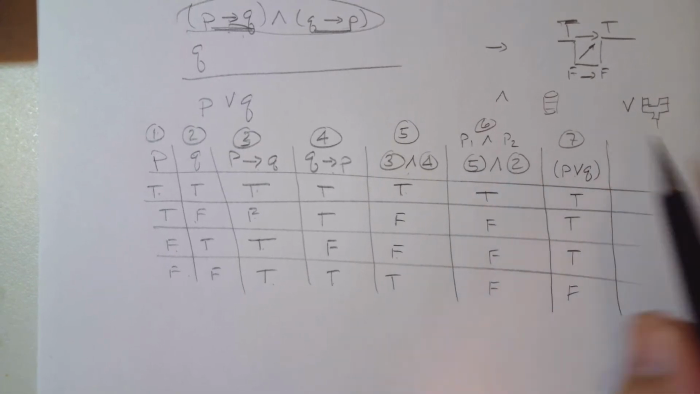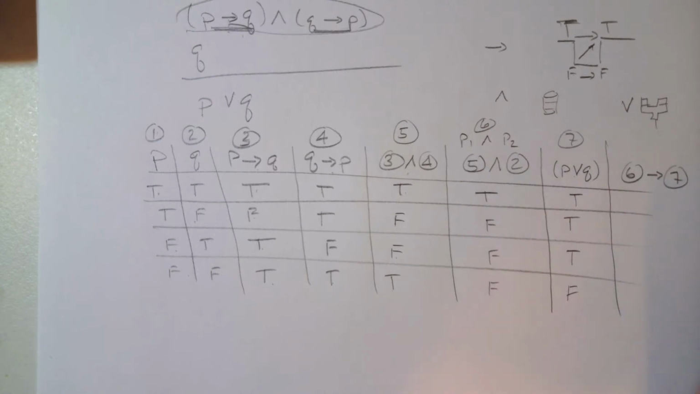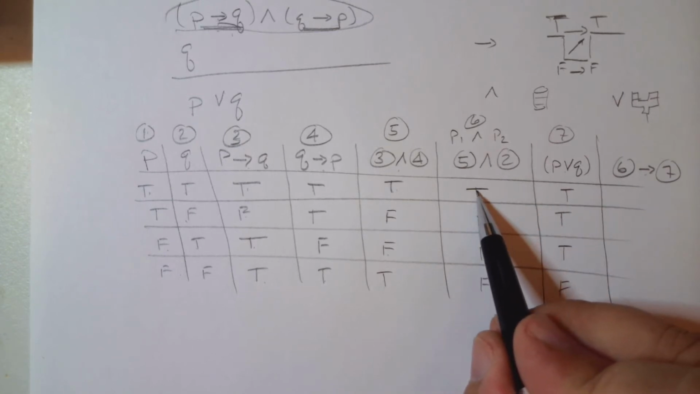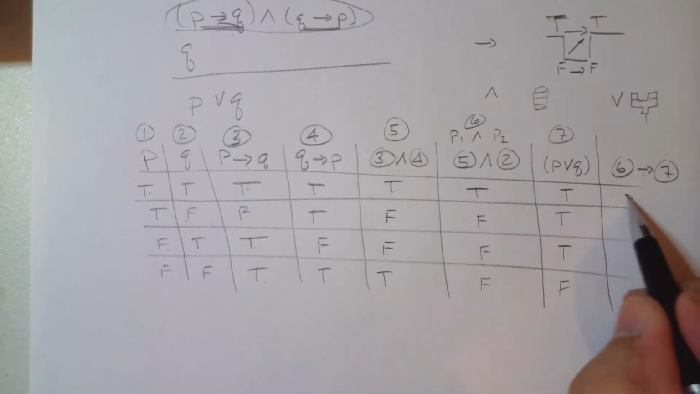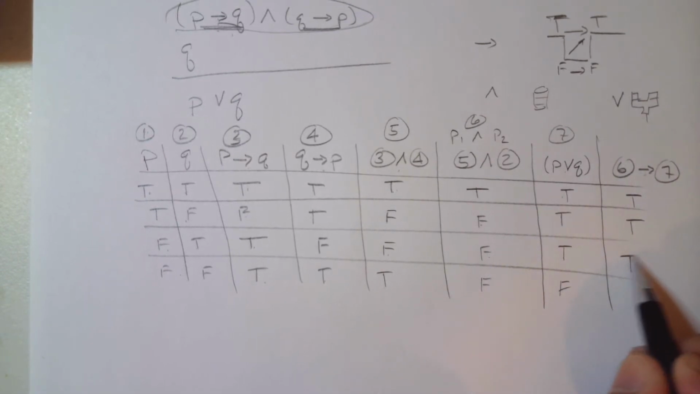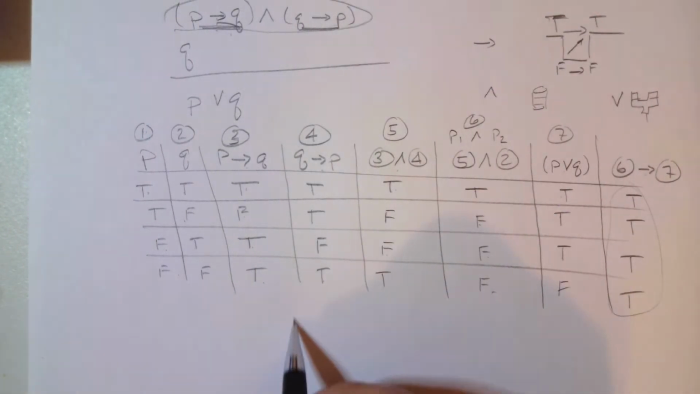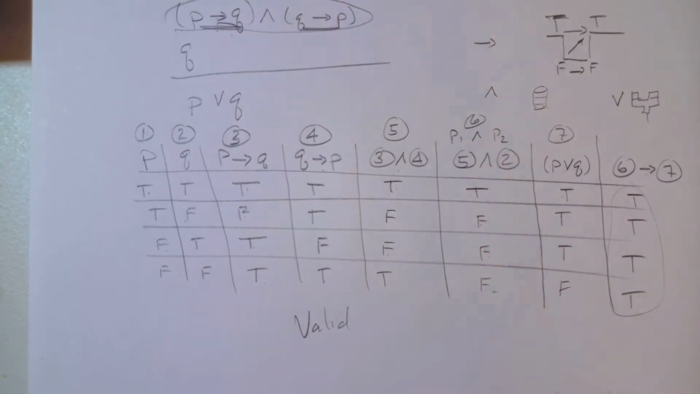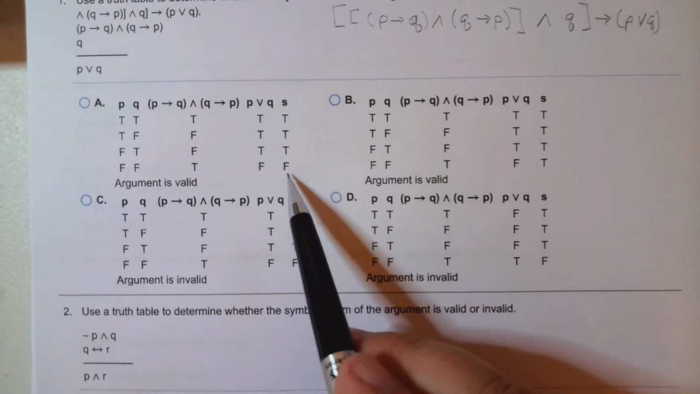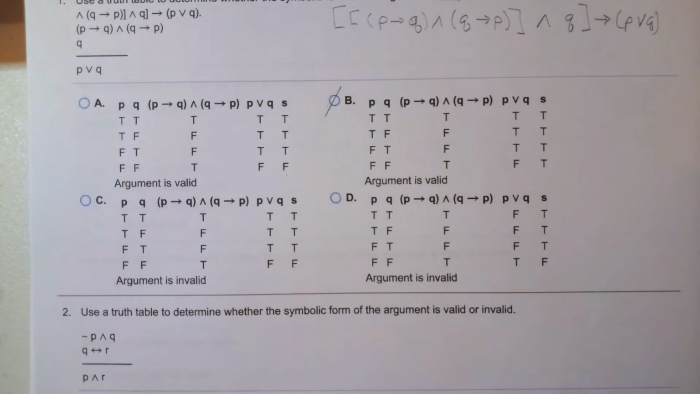So we take your premises, which is column 6, and does that equal our conclusion, column 7? If then. If true, then true, true. If false, then true, true. If false, then true, true. False and false, true. So since these are all true, it's a valid statement. And it's all true. No, that one has a false, that one has a false. So it has to be B, and it is a valid statement.